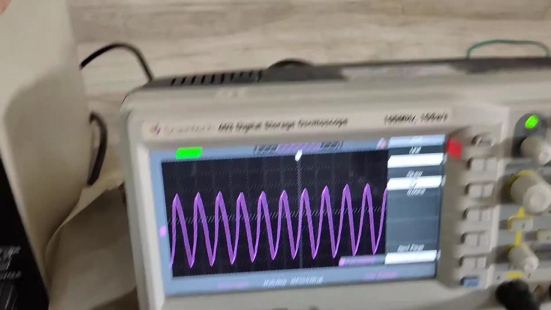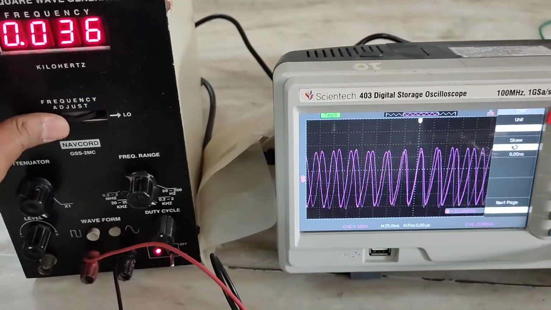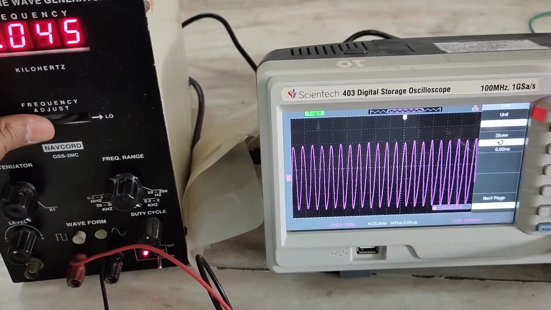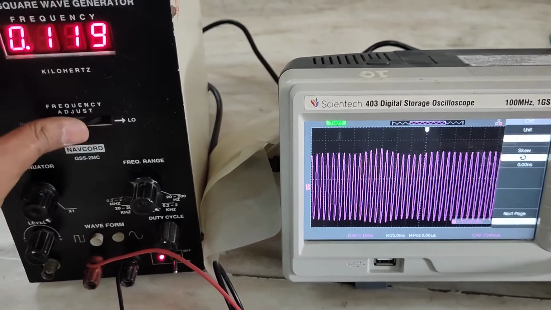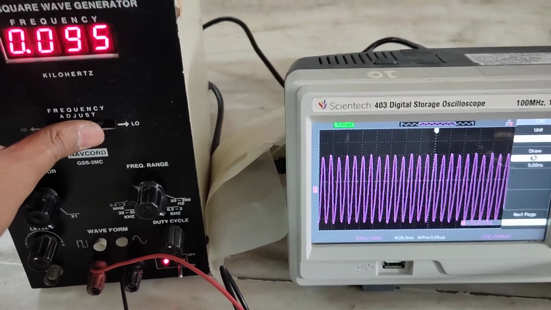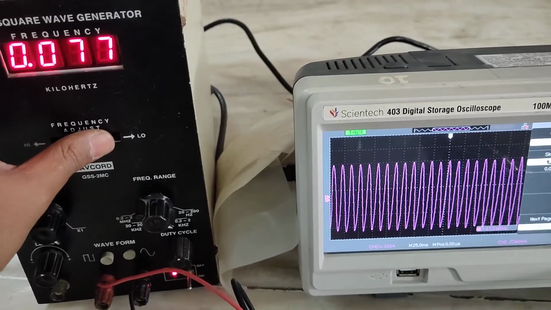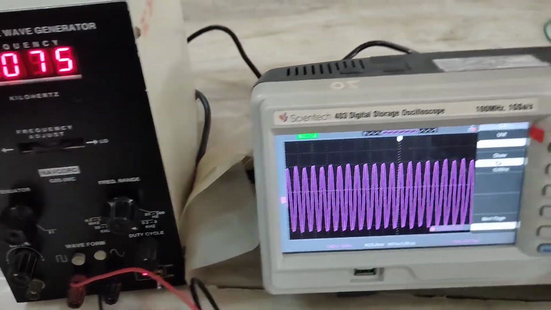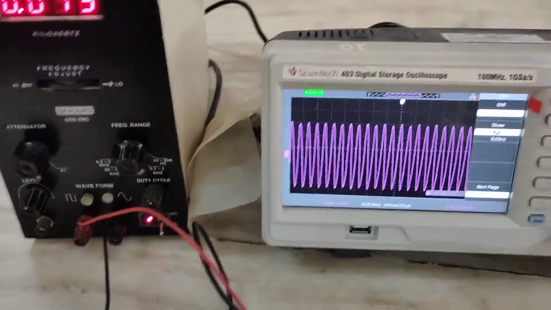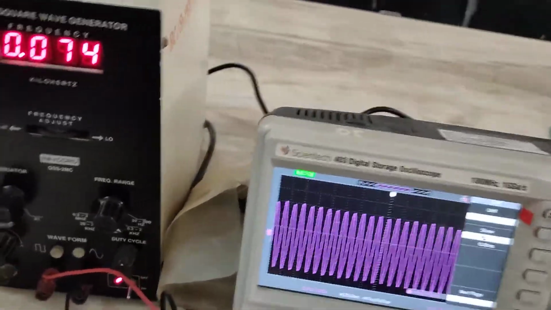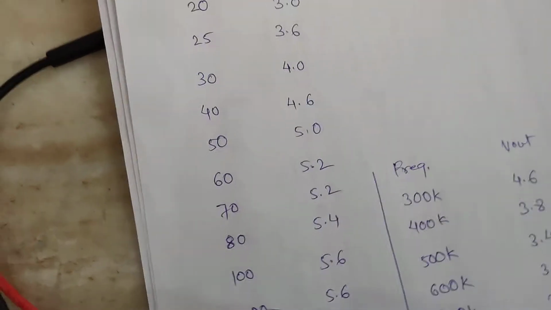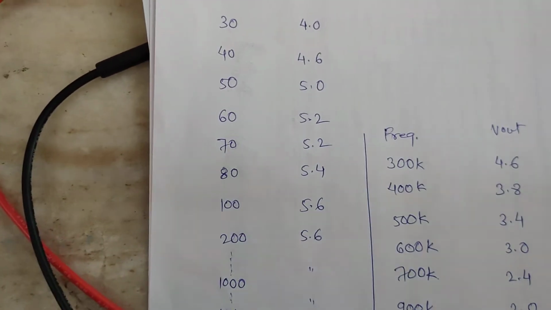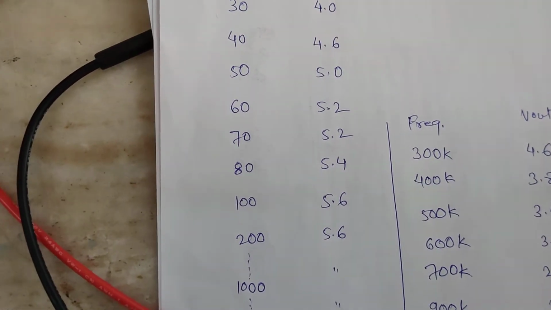So when I increase the frequency, you can see the voltage goes on increasing. It goes on increasing up to 60 or 70. I have measured the voltages. Up to 70 the voltage goes on increasing. Look at the reading: for 20 we have some voltage, then 30, 40, 50, up to 70, and for 80 and for 100 I am getting 5.6.